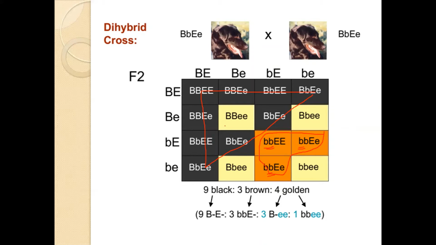But when B is in a dominant condition, we get the golden color. So we get the golden color if B is in a dominant condition, or if B is completely homozygous recessive as well as E is also completely homozygous recessive. We also get the golden color then.